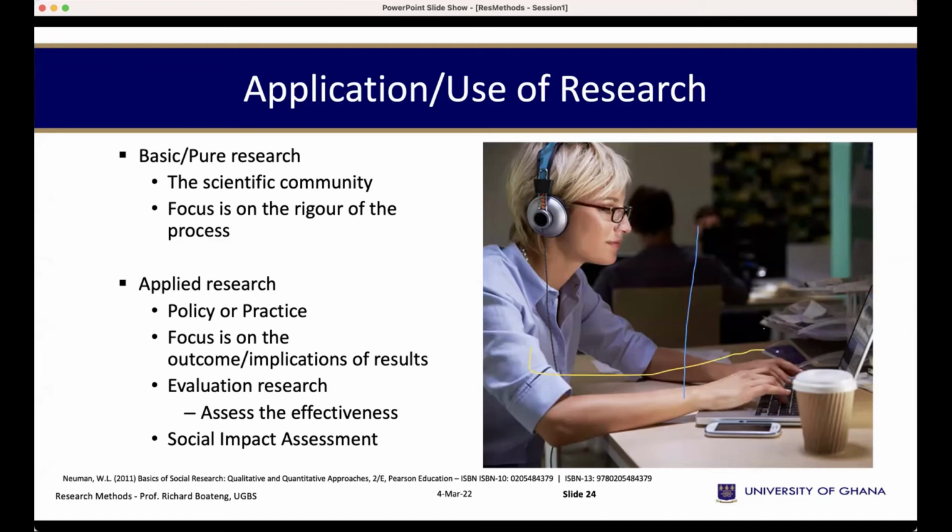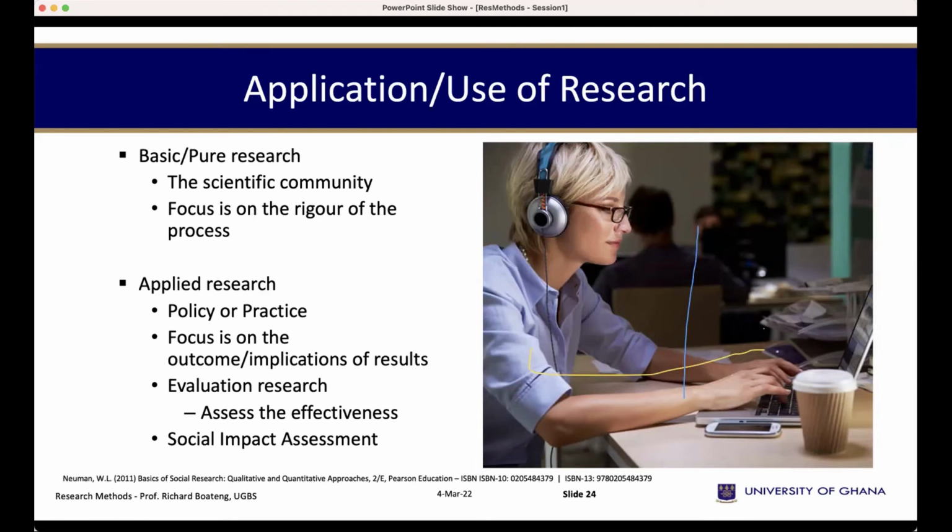But even that, we can also look at the implications that can inform policy or practice from the research work we have done, or even lead to a social impact assessment. When you look at applied research, you see it with policymakers and practitioners, and most of the time they offer it through consultancy. Here, the person is much more concerned about the outcome of your research and what you can do with it.